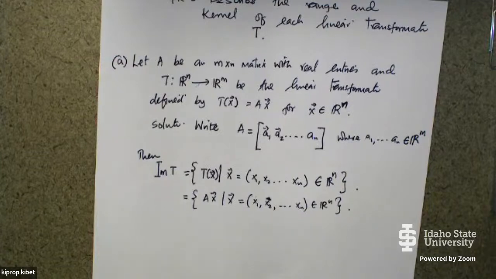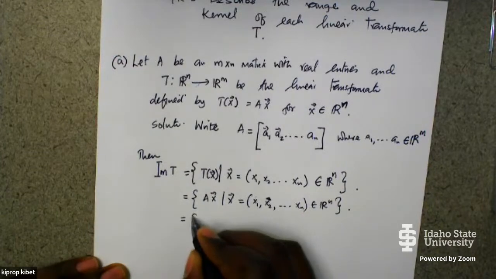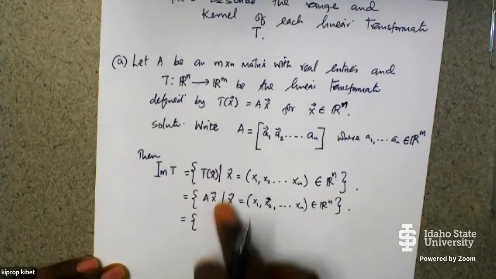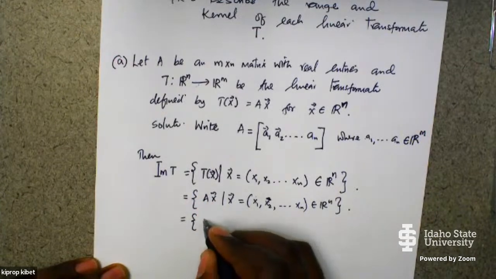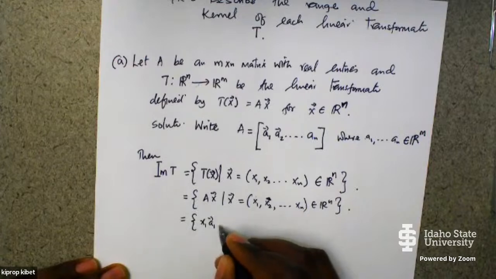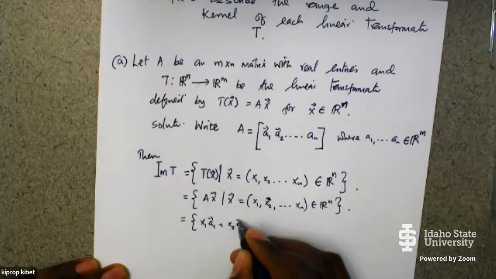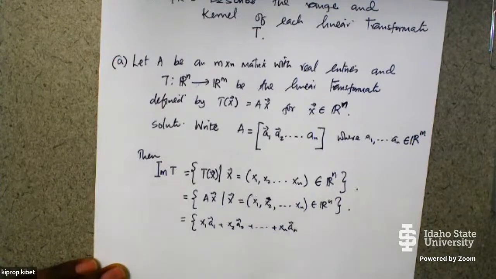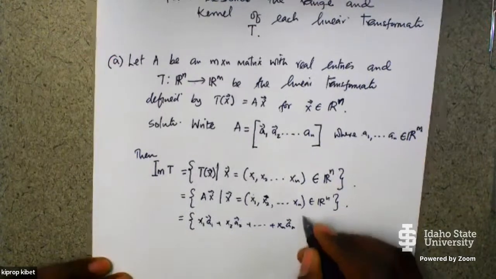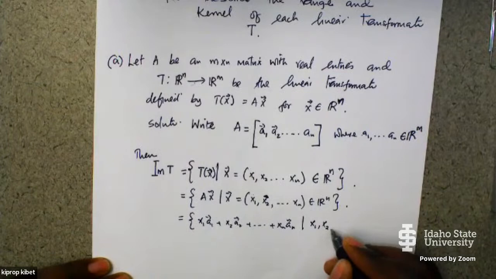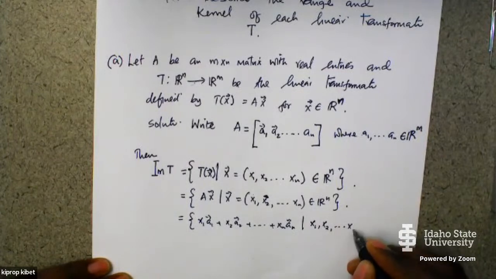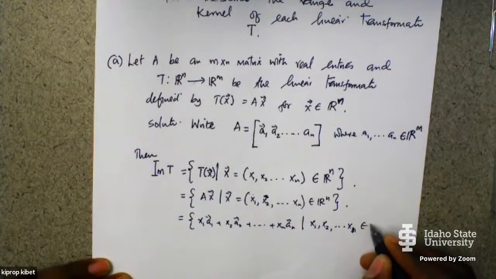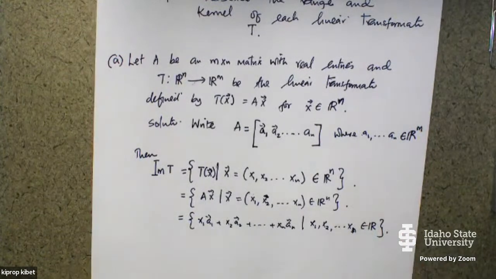Then this is the same as, if we write it as a linear combination, X1 A1 plus X2 A2 plus Xn An. Say that X1, X2, X3, up to Xn are the solutions, and these are real numbers. So those are the solutions that we get from this.